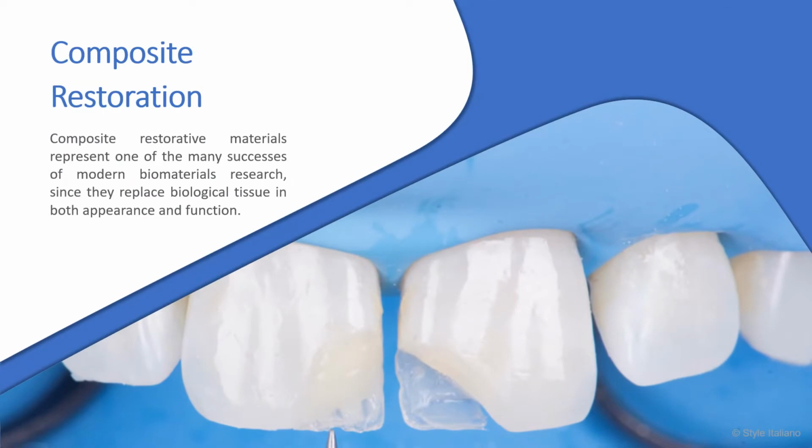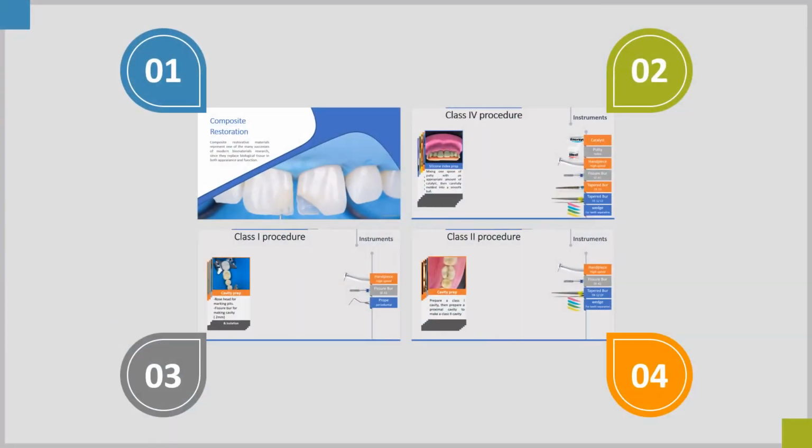First, we will handle composite restorations. Composite wasn't as popular, but now with new advances, it has become stronger and can be used more widely, especially when it comes to aesthetics. In this case, it can replace biological tissue, both in appearance and function. In this presentation, we're going to delve into the procedures of Class 4, Class 1, and Class 2 using composite. And that's an overview of what we're going to handle.